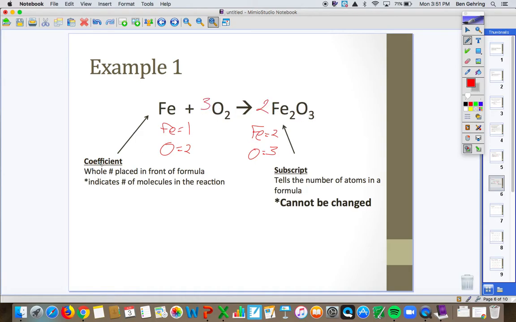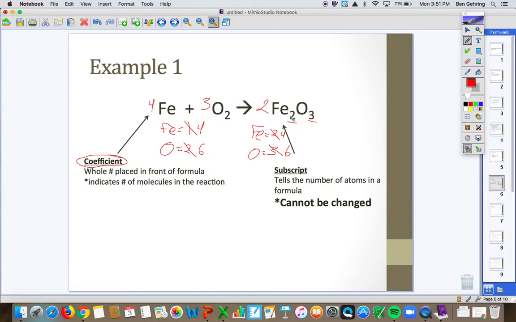So what I've done is I've placed coefficients. These are whole numbers placed in front of the formula, which indicate the number of molecules in a reaction. My subscripts, this 2 and this 3, tell me how many atoms are in a molecule. So 1 molecule of iron(III) oxide has 2 irons and 3 oxygens. When this reaction takes place, my coefficient is going to tell me how many molecules I get. So for now, I have 2 times 3 is 6, and 2 times 2 is 4. On this side, I have 3 times 2, which is also 6. I need 4 irons, so I'm going to put a 4 here.